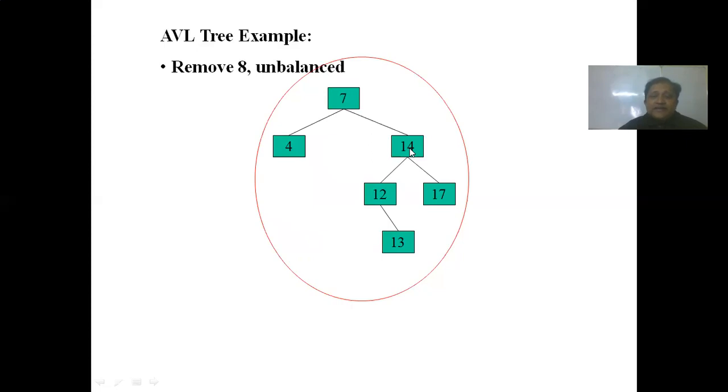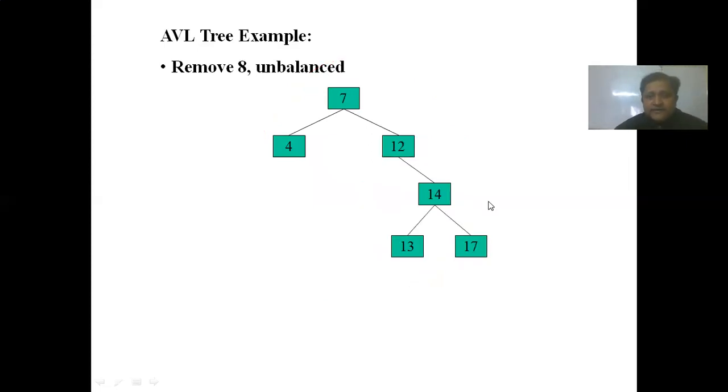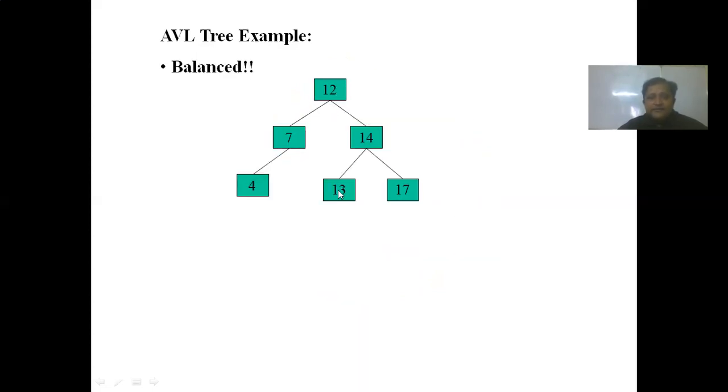Make 12 the right child of 7 and 14 the right child of 12, just like this. Now it's again a right imbalance. Then we have to rotate left, an anti-clockwise rotation, because it's a right imbalance. 7, 12, and 14 form a right imbalance. So we have to go for the anti-clockwise rotation of 7. That makes this one. So this is completely balanced.